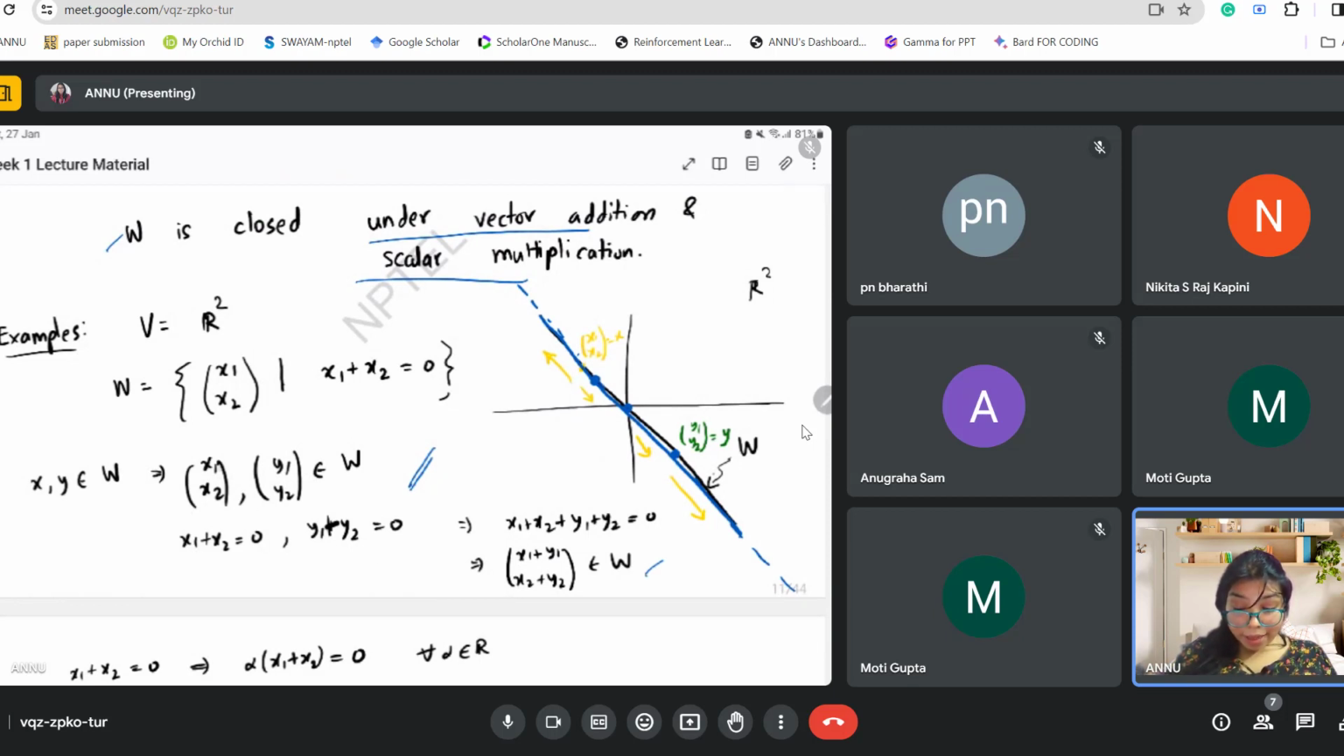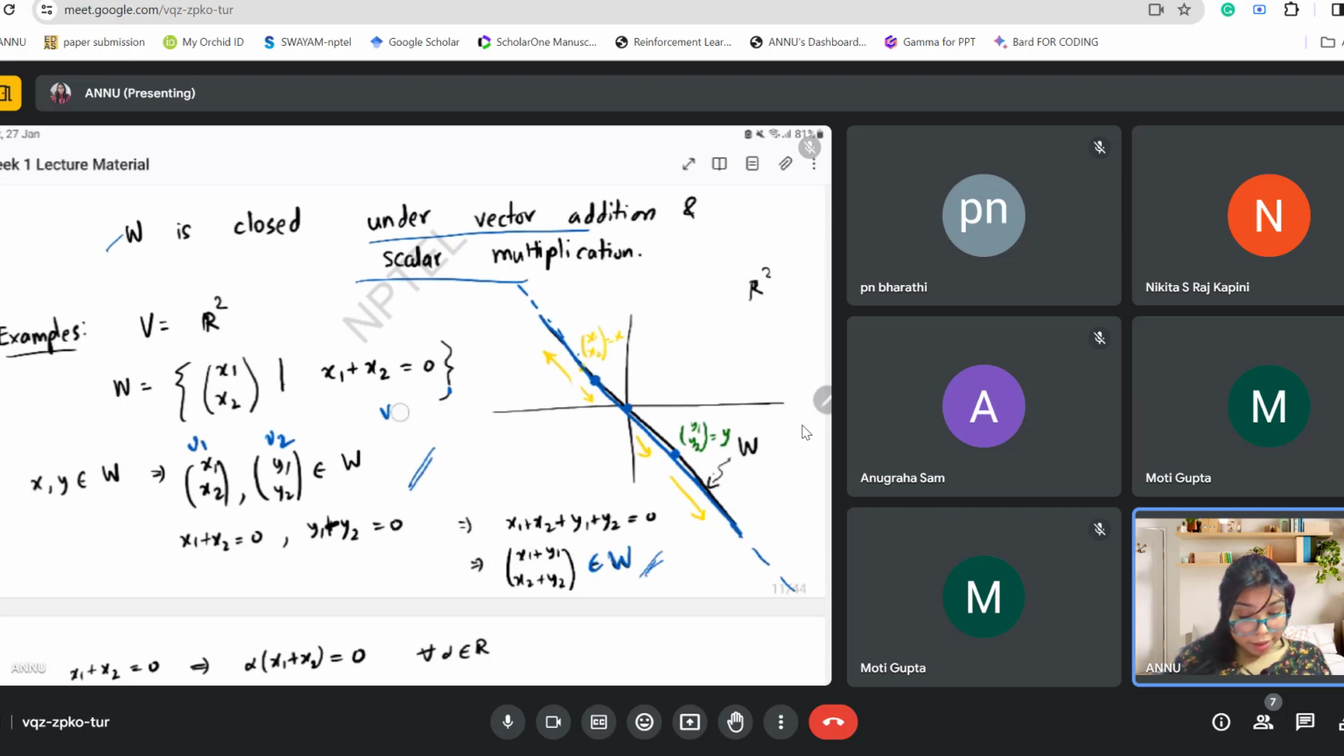If (x1, x2) belongs to W and (y1, y2) belongs to W, then x1 plus x2 should be 0 and y1 plus y2 should be 0. Then that implies this particular sum is also 0, so it also belongs to W. You should know how to do this. What we are trying to do: first of all, we are checking any first vector. This is V1, this is V2. Let's say V1, V2 belong to W. Then we have to prove whether V1 plus V2 belongs to W or not.